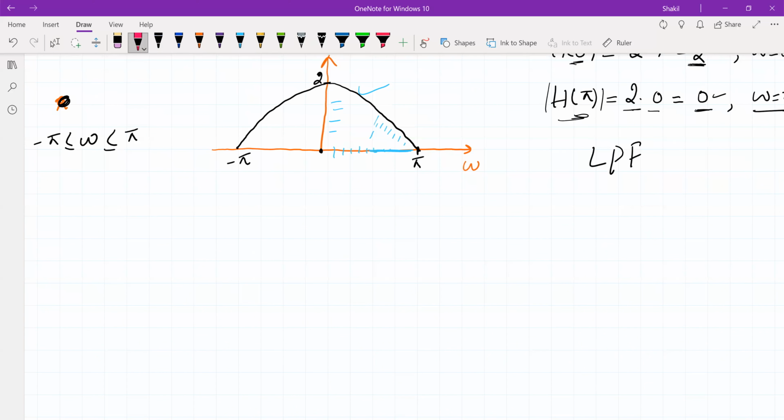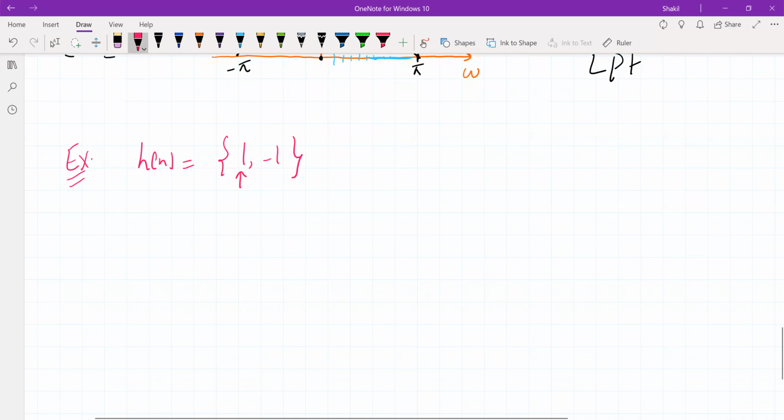In the same way, let's take one more example. Let's suppose the impulse response of the system is now 1, minus 1. So this is the impulse response of the system. Now how do you determine and write the frequency response? The job is to write the frequency response of the system.